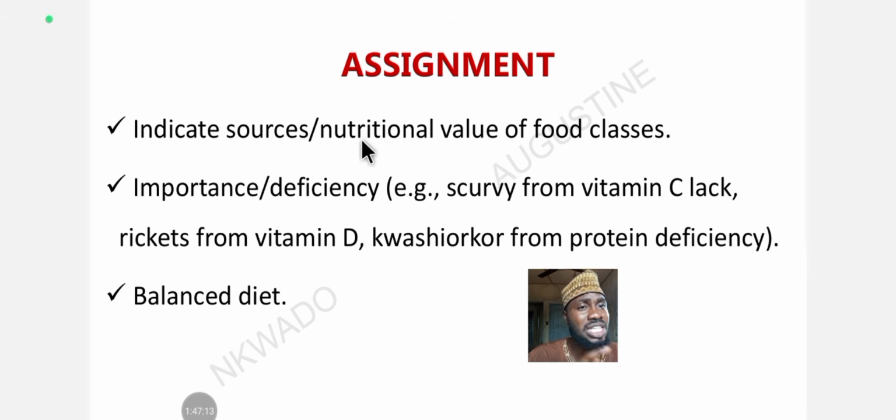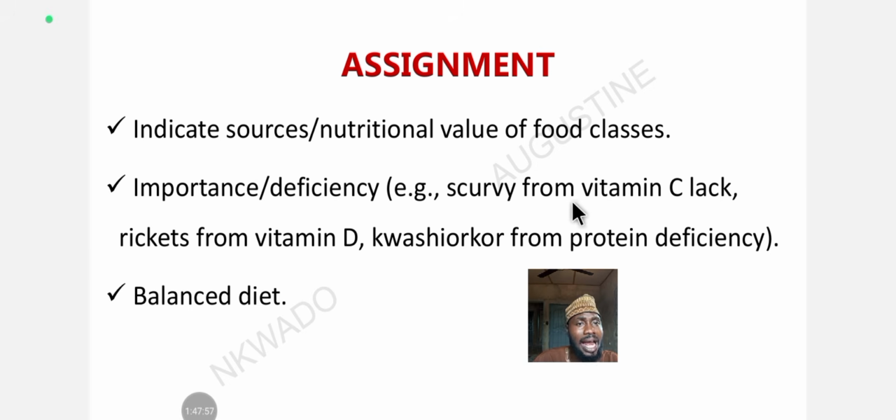The first one is indicate sources and nutritional value of food classes. Nutritional value of all the common food classes, and you have to know their sources. Carbohydrate, what is the source? Protein, what's the source? The second here is importance and deficiency. Deficiency of these food substances or classes of food. What happens? For example, scurvy is from the lack of vitamin C, rickets is from the lack of vitamin D, kwashiorkor is from protein deficiency, and so on. There's another one called marasmus.